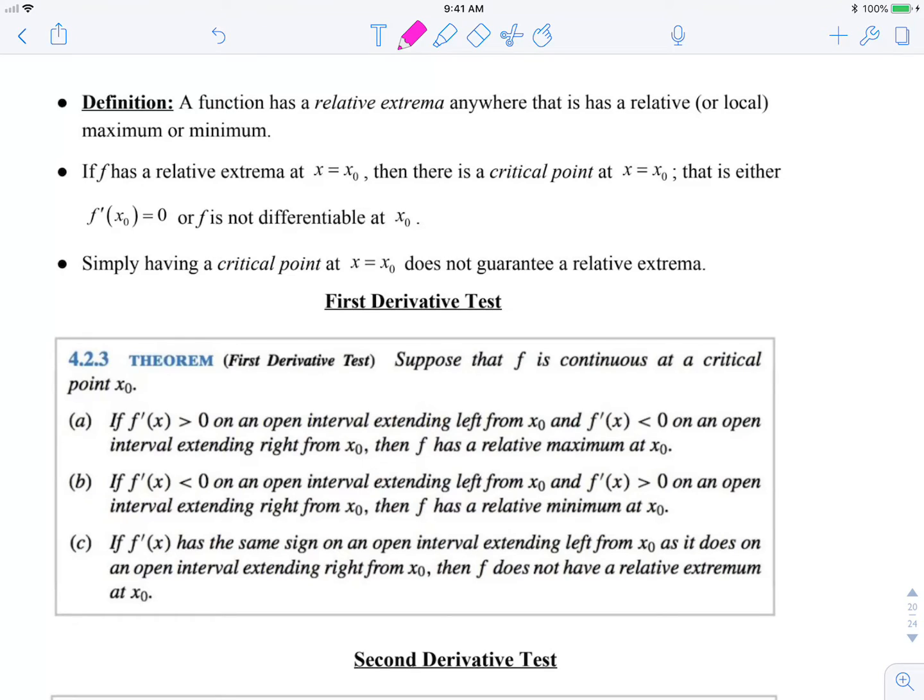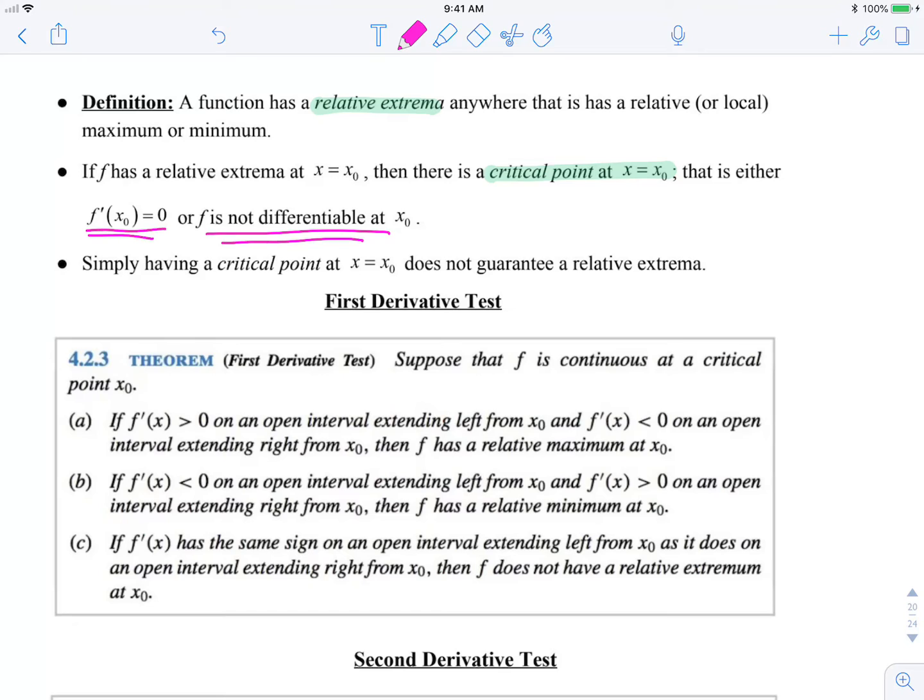So another aspect of a graph that we will be asked to find using derivatives is the relative extrema, and those are known as local max or local min. There are some criteria for checking a relative extrema. It must have a critical point at x equals x naught. And remember, that means either f prime of x naught equals 0 or it's not differentiable there.